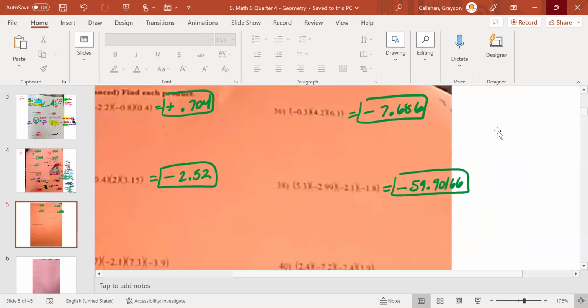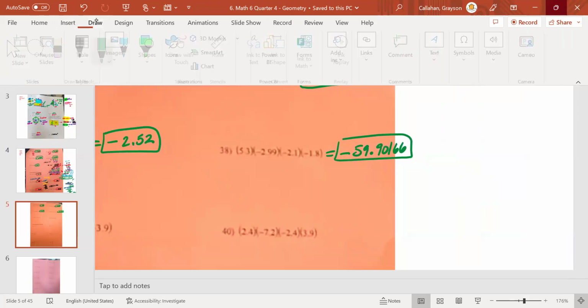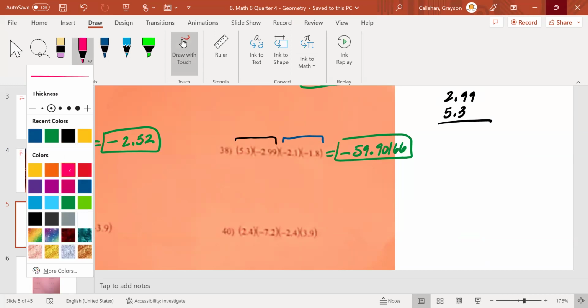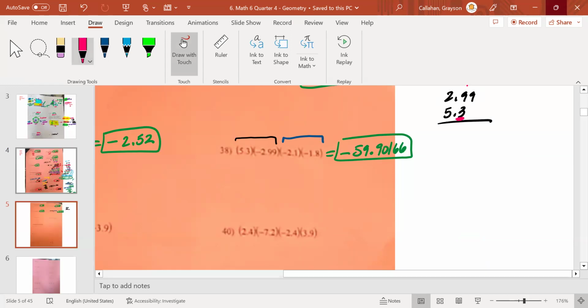Okay, so let's start out with 38. You want to do 38 first? Okay, so for number 38, let's first start off with these two. We're going to break it apart. We're going to start off with these two first, and then we're going to find out the blue part right here. Do you see the blue part and the black part right there? Okay, so let's start out with the blue part, or black part. 5.3, actually, I always like the bigger number to go on top. 2.99 times 5.3. Okay, so if I multiply that, 3 times 9 is going to be a 27.